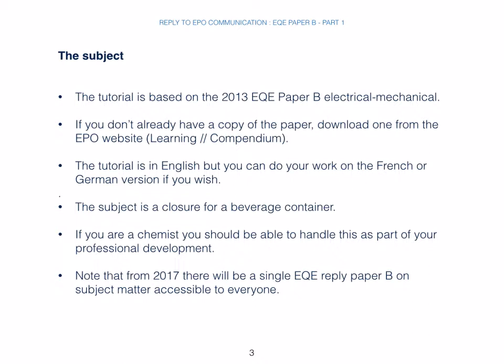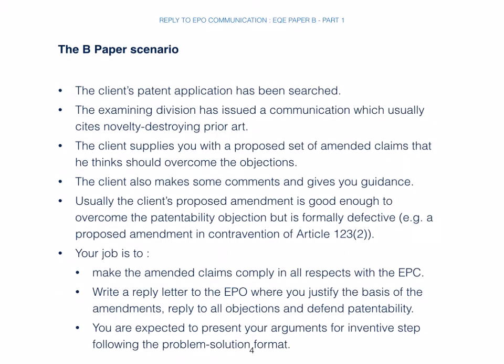Let's consider the scenario for the B paper in its present day format. So here's a scenario. The client's patent application has been searched by the EPO. The examining division has issued a communication which usually cites novelty-destroying prior art. The client supplies you with a proposed set of amended claims that he thinks should overcome the objections. The client also makes some comments and gives guidance. Usually, the client's proposed amendment is good enough to overcome the patentability objection, but is formally defective. For example, an amendment does not meet the requirements of Article 123(2) because of added subject matter.